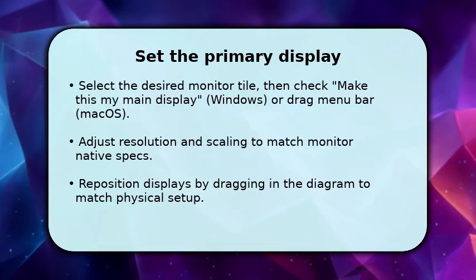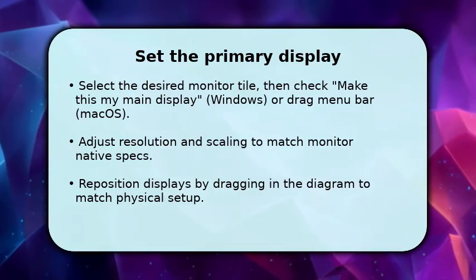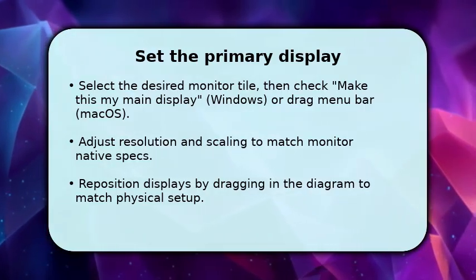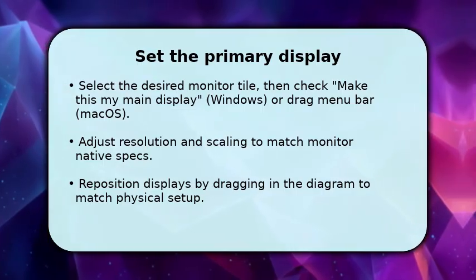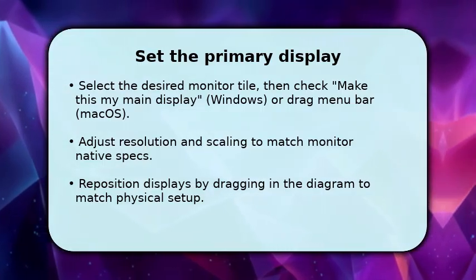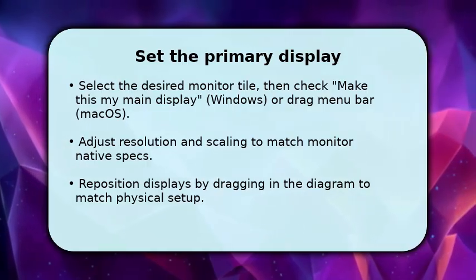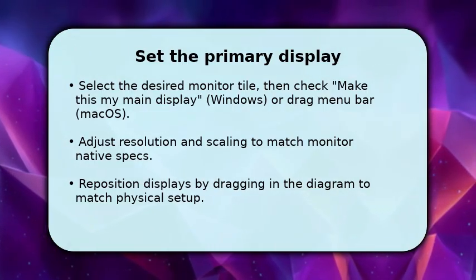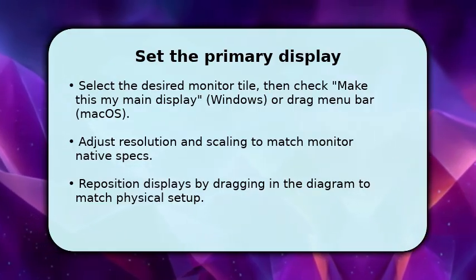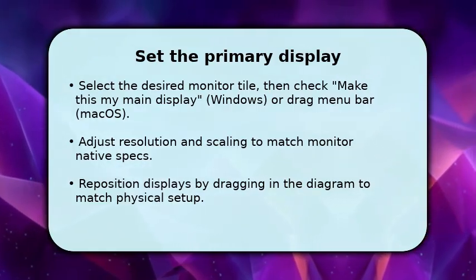With the correct monitor selected, make it primary. On Windows, check Make this my main display. On macOS, drag the white menu bar to that display in Arrangement. You do this so Taskbar, Dock, and new windows default where you want them, while here, adjust resolution and scaling to the monitor's native specs to avoid fuzzy text.